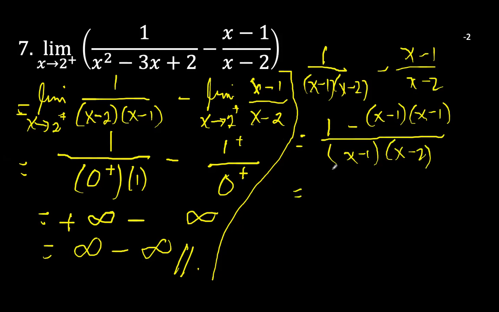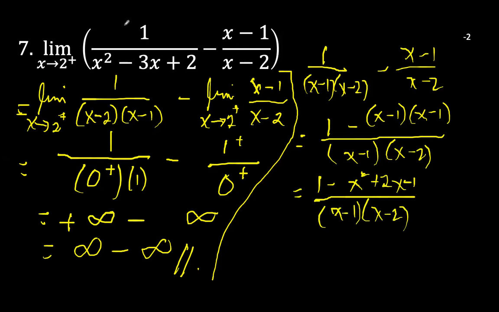Okay, and let's simplify again. So 1 minus x squared plus 2x minus 1 all over x minus 1, x minus 2. Again, we're simplifying the function here, right? This one. Okay, we're not yet dealing with the limits, okay? The limit of the function. So let's simplify this again.